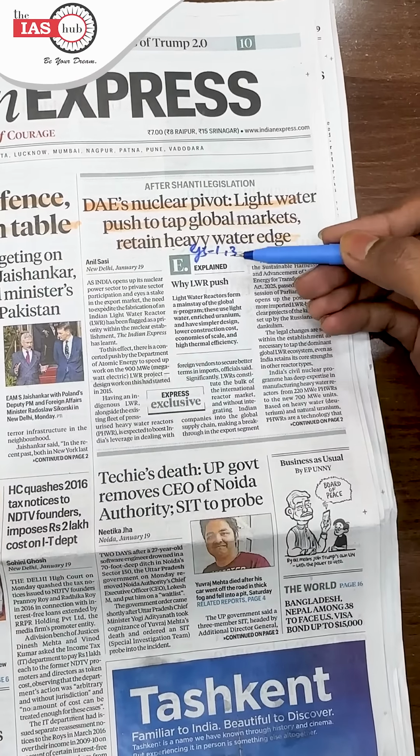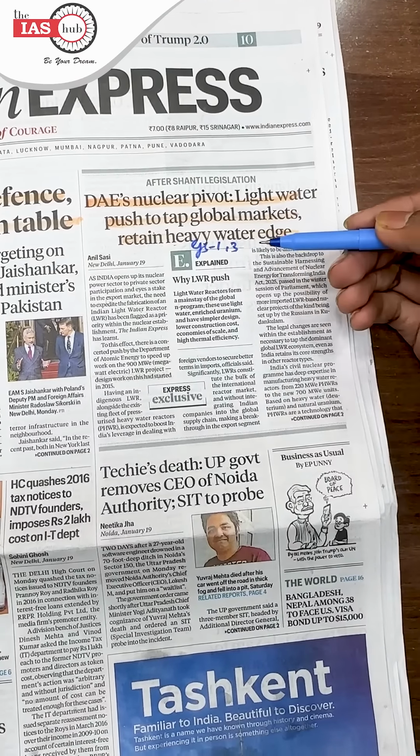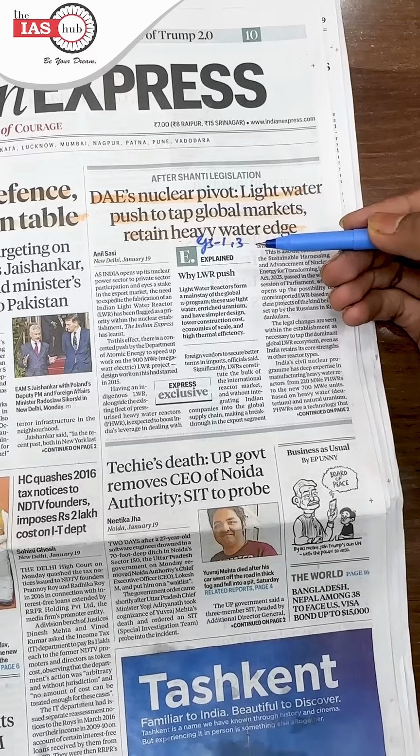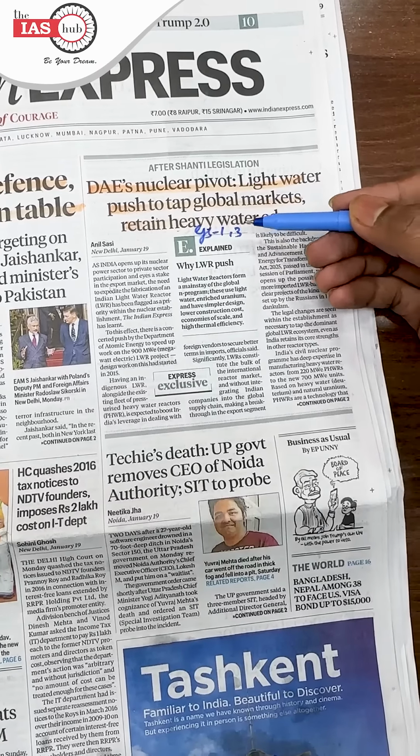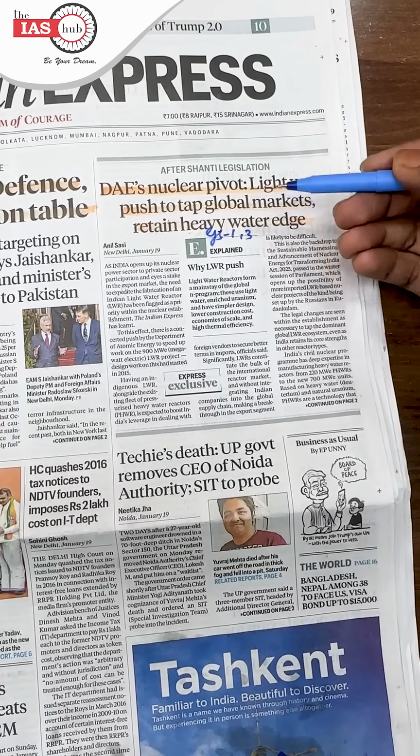This article is important for both prelims and mains. From prelims point of view, you should know the Shanti Bill, which is for the nuclear sector to attract more private sector in this sector. And from mains point of view, you can use this example in the energy sector.